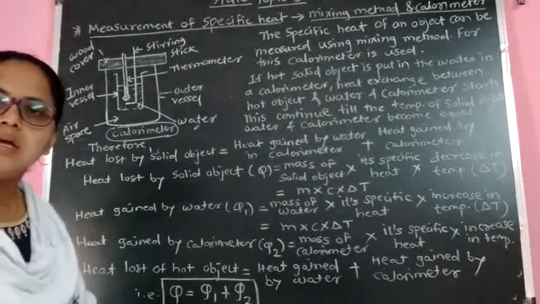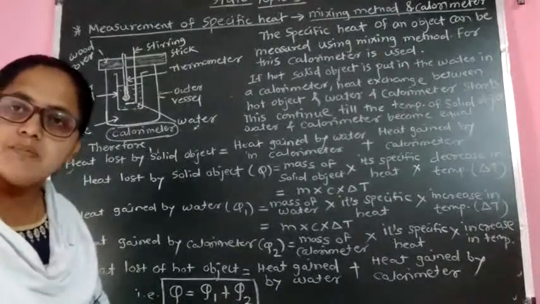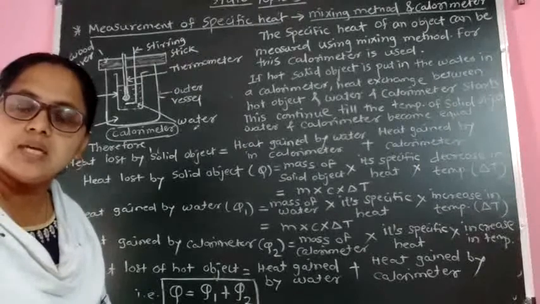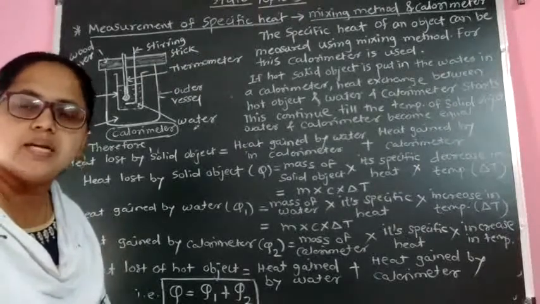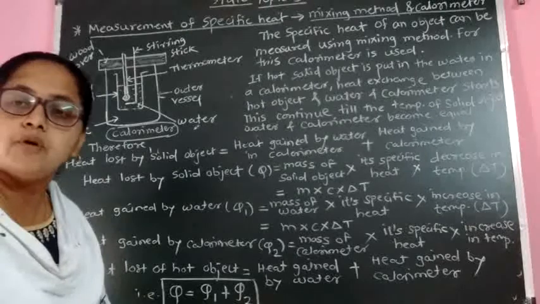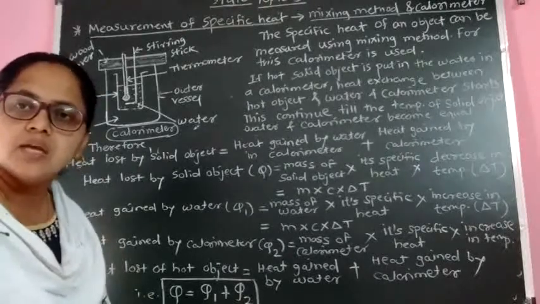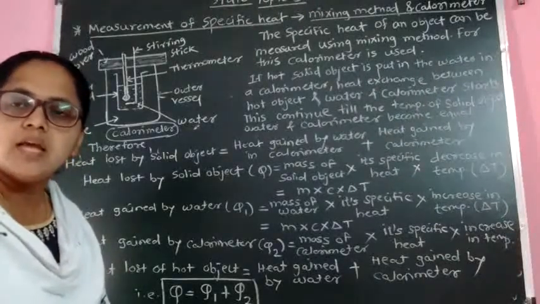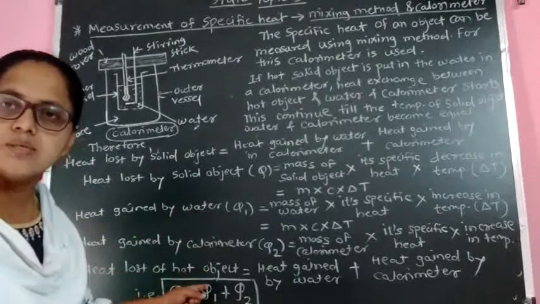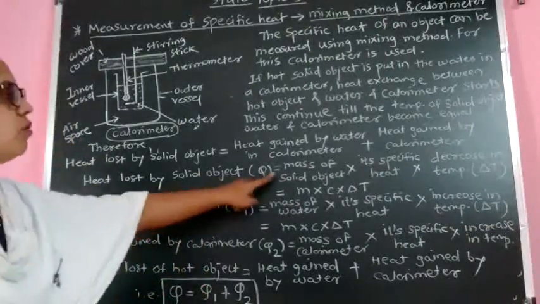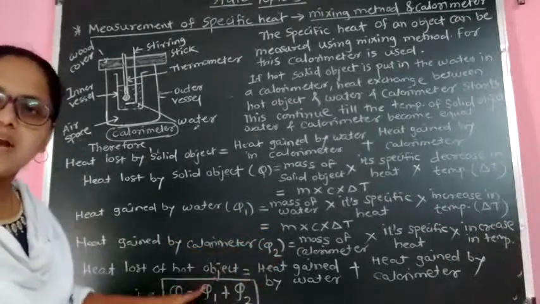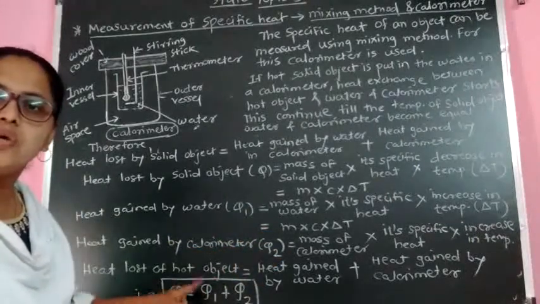Suppose a question is asked how specific heat capacity is measured. Then you have to explain that specific heat capacity is measured by using the mixing method, that is calorimeter. When we put the hot object inside the water, then heat exchange will start. Hot object loses the energy, water and calorimeter gain the energy. Then you have to write all these three equations, that is Q is equal to this, Q1 is equal to this, then Q2 is equal to this, and finally capital Q is equal to Q1 plus Q2.